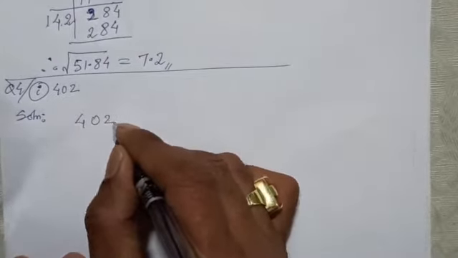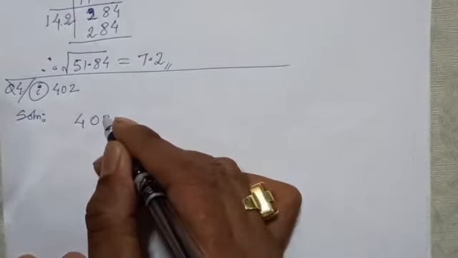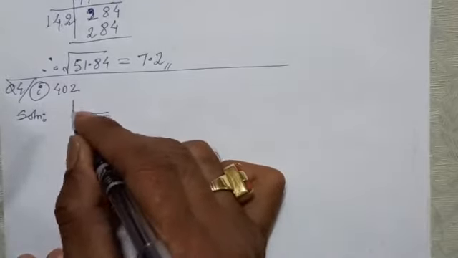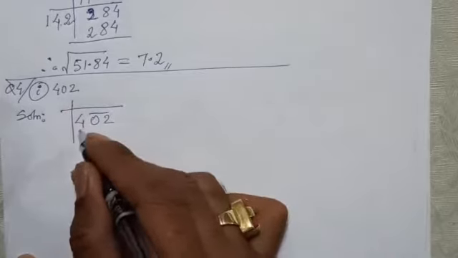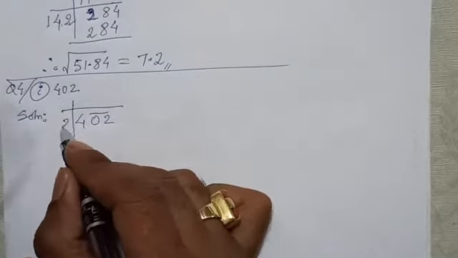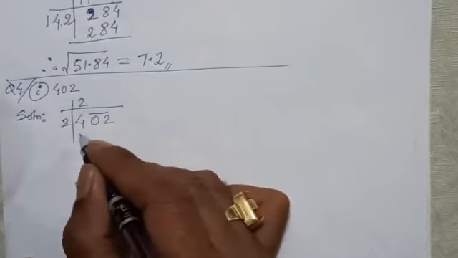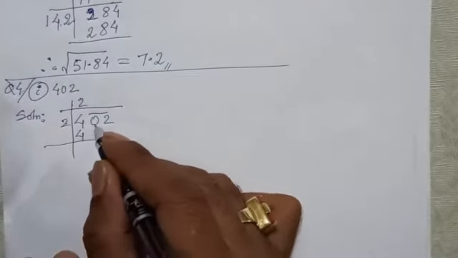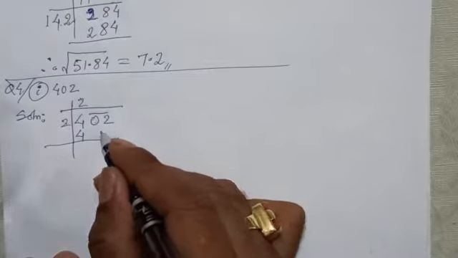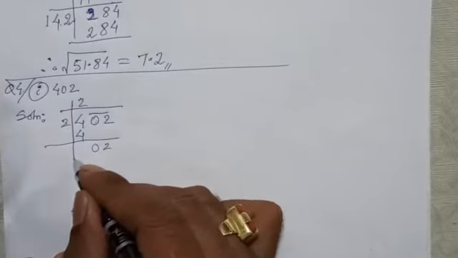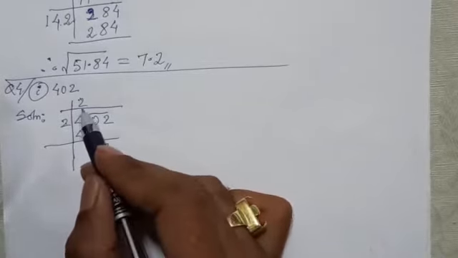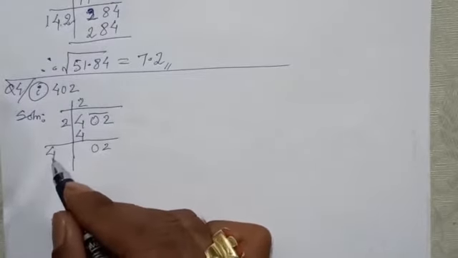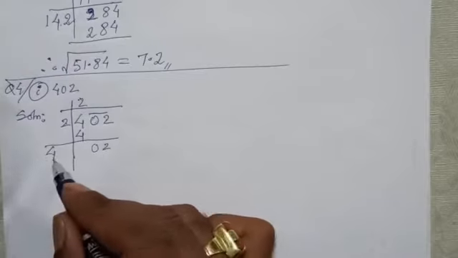402, put a bar over the 2 digits, then let's use the division method to find the square root. Here the first number is 4, so take 2 times. 2 times 2 is 4. If we subtract, we get 0. Next, the bar is over 0 and 2, so keep this 0 and 2. According to the rule, this 2 will be multiplied by 2. 2 times 2 is 4. Now 4 is bigger than 2, so this 4 cannot divide this 2.